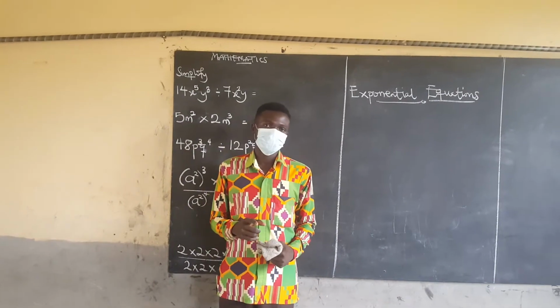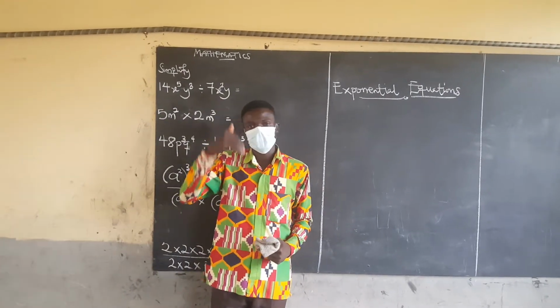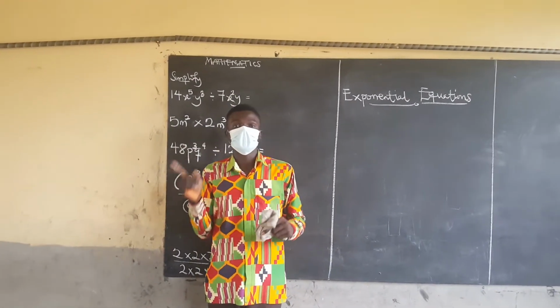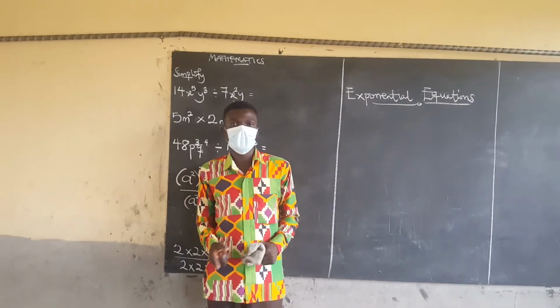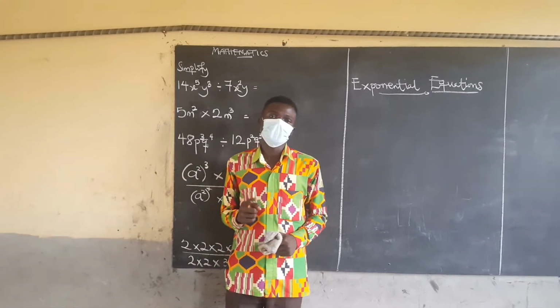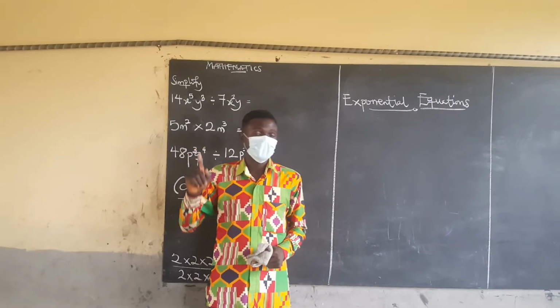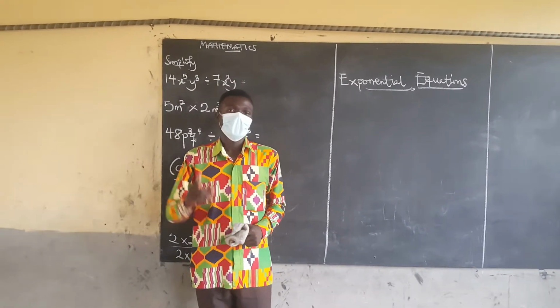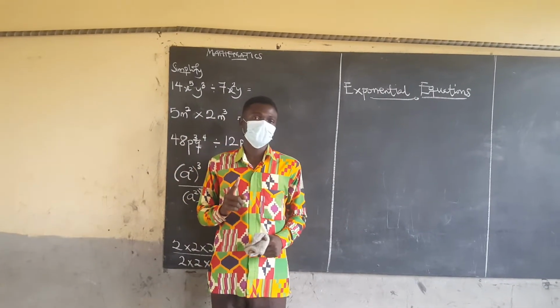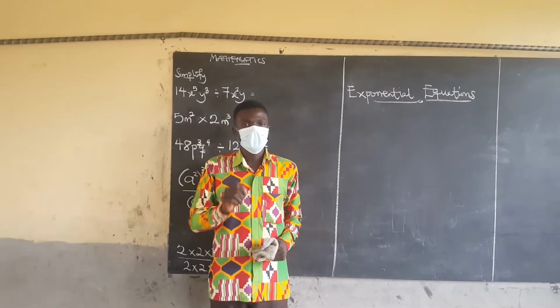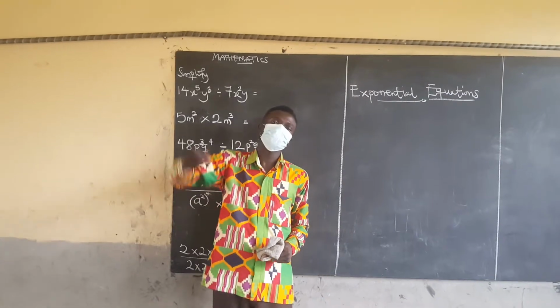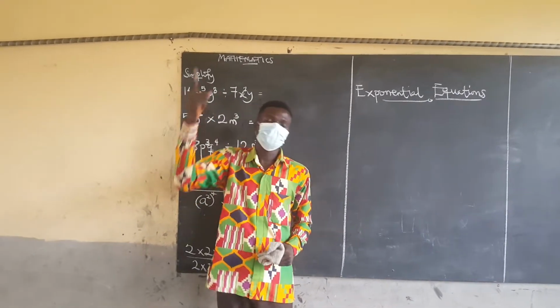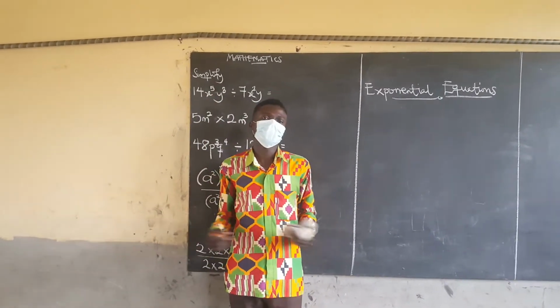And the second law also said that if you are dividing and the bases are the same, you pick one of the bases, then you subtract the powers. That is if you are dividing, and that is the second law. And the third law is saying that if a power has been raised to another power, multiply the two powers, then you go straight forward.